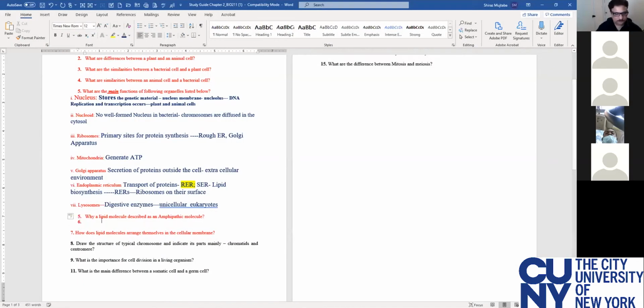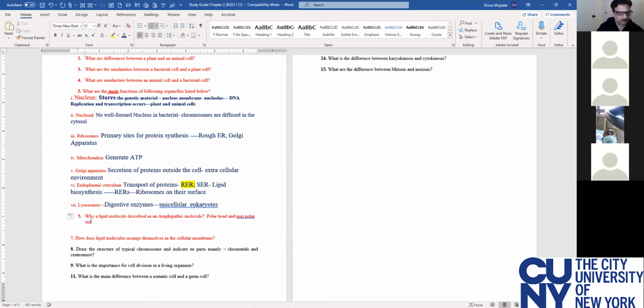Question number five: why is a lipid molecule described as amphipathic? Because this is a unique molecule that has a polar head and a non-polar tail. So let me show you. Why is it called amphipathic? Because in a single molecule, lipids have a polar head and a non-polar tail. So this is the head, the globule shape, the spherical shape, and these are the tails.